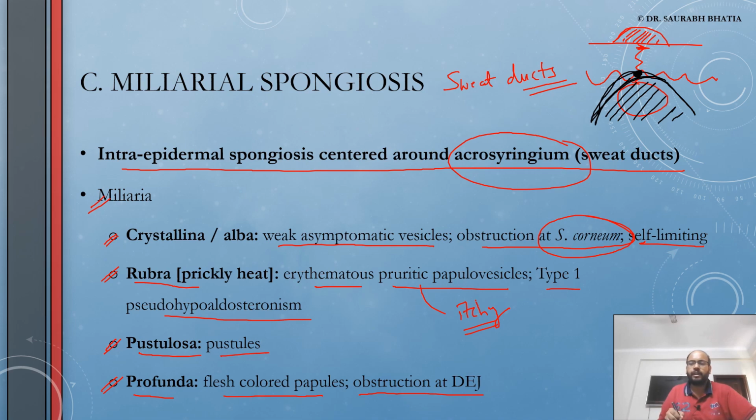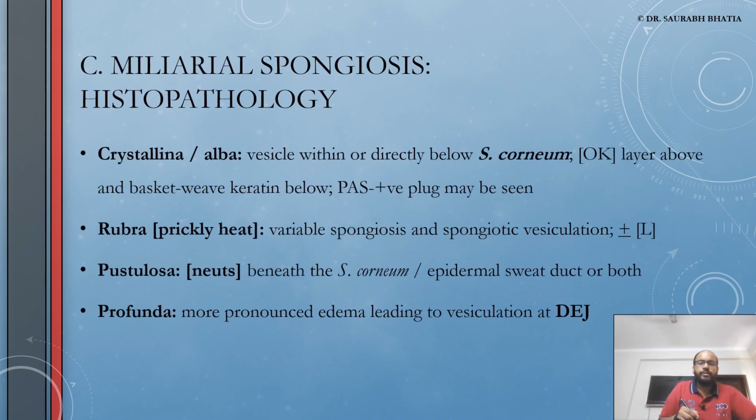In miliaria pustulosa, you have intense inflammation leading to migration of other inflammatory cells like neutrophils, and you have pustule formation. In that, instead of having pruritic papules or vesicles, you have pruritic pustules. In profunda, you have flesh-colored papules because the obstruction is at the level of the dermoepidermal junction.